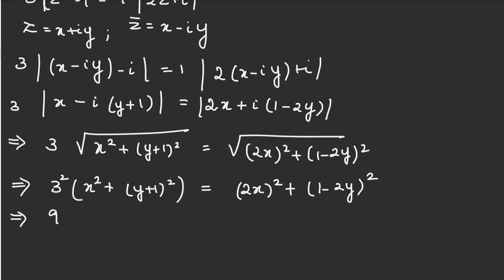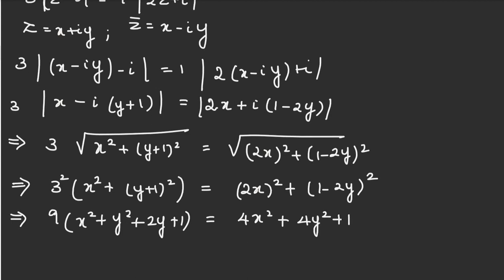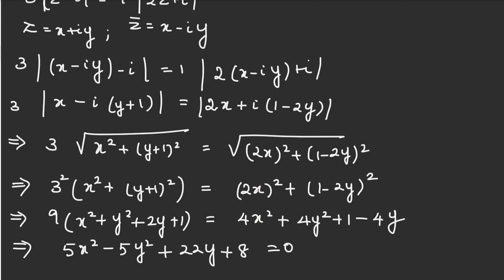Squaring on both the sides, this becomes 3 squared, which is 9. 9 times of x squared plus y squared plus 2y plus 1 is equal to the right hand side, 4x squared plus 4y squared plus 1 minus 4y. So 9x squared minus 4x squared gives us 5x squared. 9y squared minus 4y squared gives us 5y squared, plus 9 into 2, 18, plus 4, 22y, plus 9 minus 1 gives us plus 8, is equal to 0.